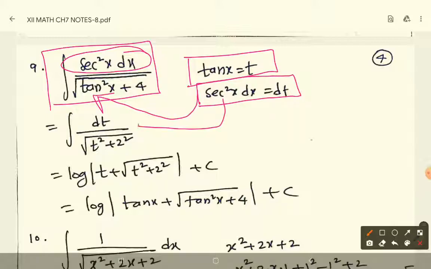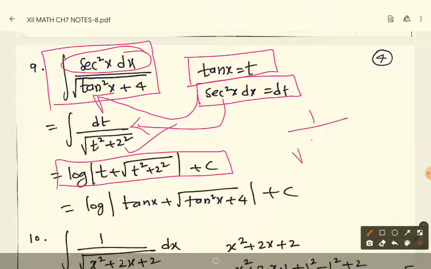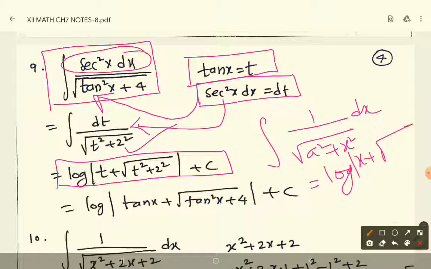So finally I reach like this, dt by root over t square plus 2 square, which is 1 by root formula related to log. The formula applied here is 1 by root over a square plus x square into dx integration. It is log mod x plus root over a square plus x square, plus c. So finally substitute t is equal to tan x, then you get the final answer.